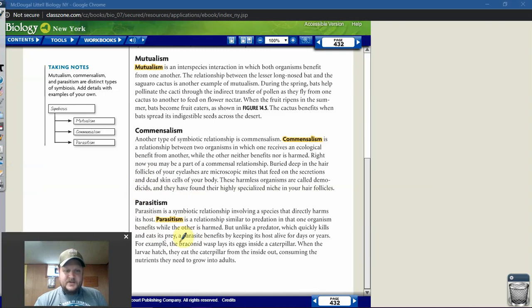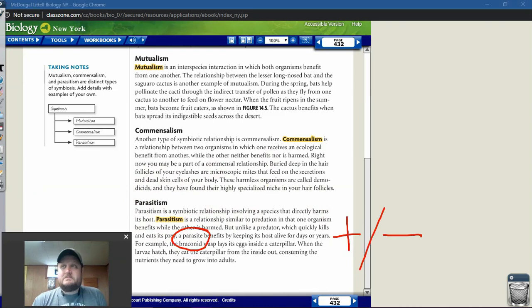And last one on this page here, parasitism. All right, so parasitism is a relationship where one party is going to benefit, however, the other party is going to be harmed. All right, so when we're talking about parasitism, we're talking about parasites. Some prime examples of this could be, for instance, lice, ticks.